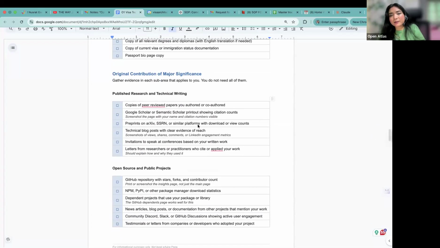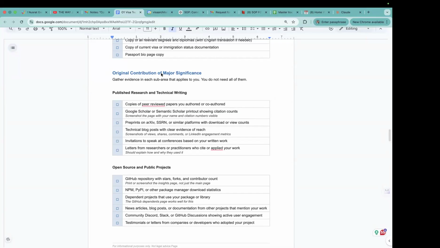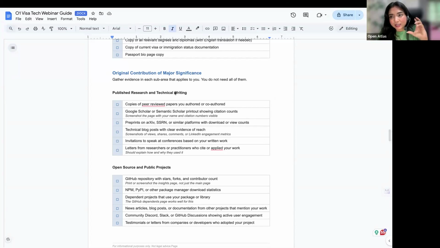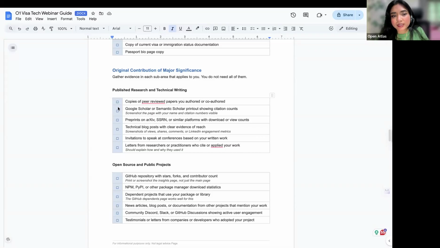Ideally, I'm not saying get everything, but ideally in the original contribution, your major significance carries a lot of value. Major significance means something you have created that has majorly impacted. The definition of usage has changed; people have started doing it in some different way. So how it was before and how it became later. Some significance recognition of that particular work by the same domain people, and then they used it. So ideally, not all of them can be checked off, but at least 3 to 4 significantly. For example, letters from researchers or practitioners who cited or applied your work.